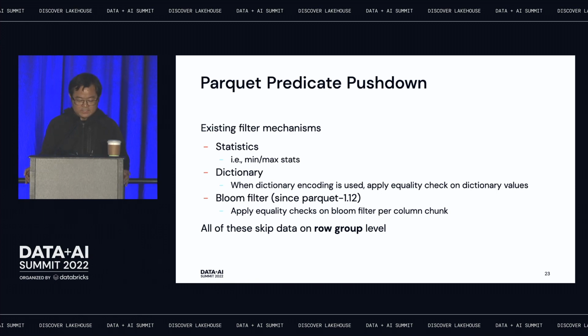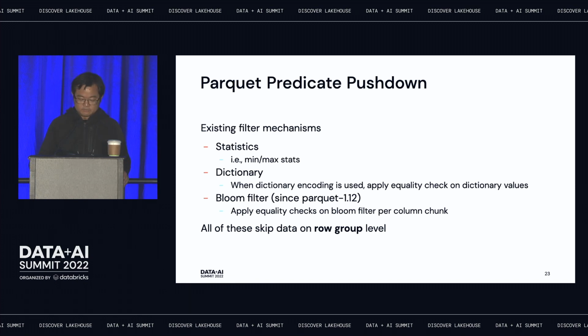The last filter type is called the Bloom filter. This is a new feature that's released in Parquet 1.12. With this feature, each column chunk can be associated with a Bloom filter. Then Spark can push down equality check predicates to the Bloom filter so that they can compare the predicate value with the Bloom filter and efficiently do data skipping.